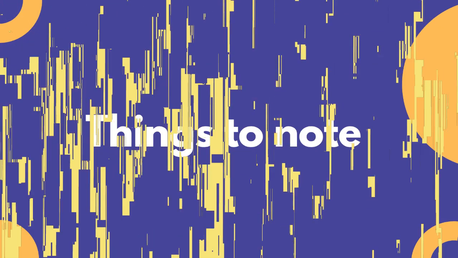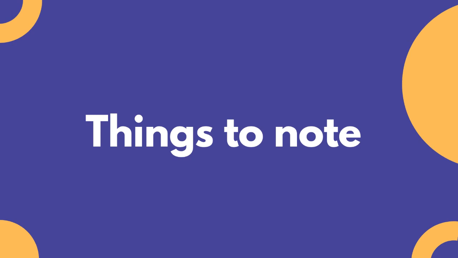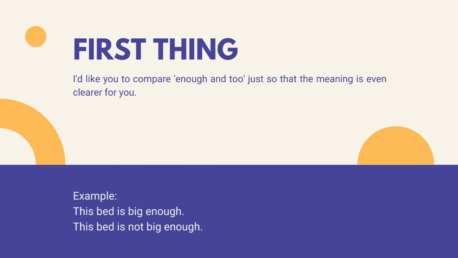Let's look at the things we need to note when using enough and too. Let's look at the first thing. I'd like you to compare enough and too, just so that the meaning is even clearer for you. First of all, let's see enough with example. This bed is big enough. What does it mean? It means it is a good size for me. That's what I'm trying to say. This bed is big enough, it's a good size for me, it's perfect.